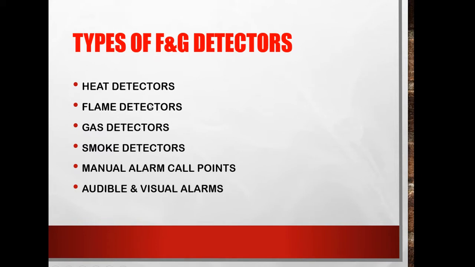So now I'm going to talk about the main types we use in oil and gas. We use heat detectors, and they are very different from flame detectors. There's heat detection, flame detection, gas detection, and it's also different from smoke detectors and manual alarm call points, and then audible and visual alarms. These are the general types we use, and it's good to have a general idea of how they are used and where they are placed in the facility and on your layouts.